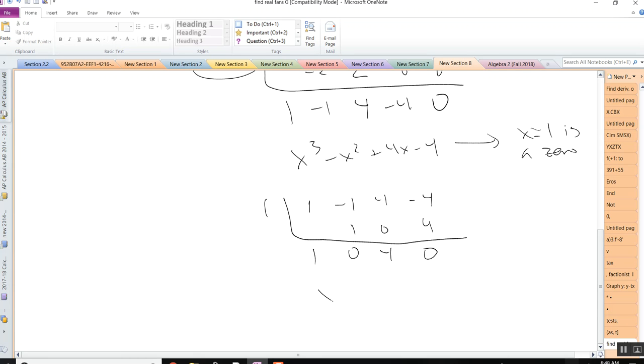So now you get yourself x squared plus 4. Set that equal to 0, and you should get plus or minus 2i. Remember, you're square rooting a negative number.